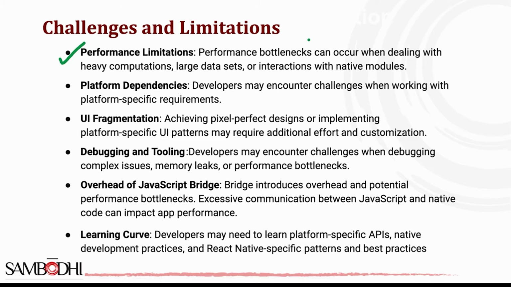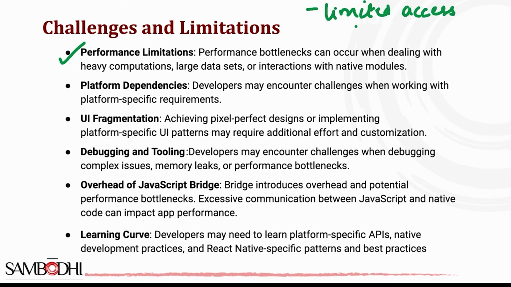These are performance bottlenecks that can occur when dealing with heavy computations and large data sets, and interactions with native modules. As we have already talked about, there is some limited access to native APIs, if we talk about APIs such as geolocation and core APIs like the calendars and everything. So there is a limited access to that.